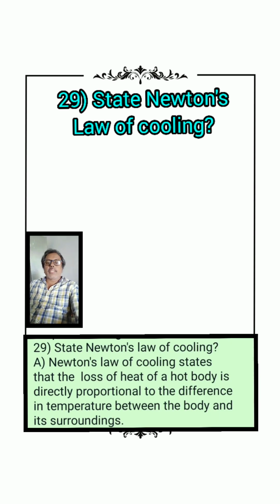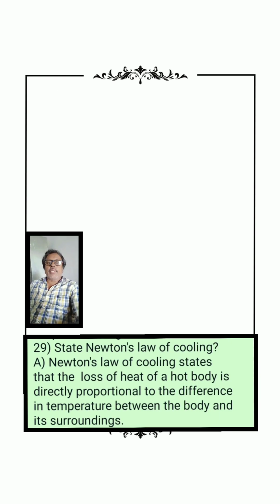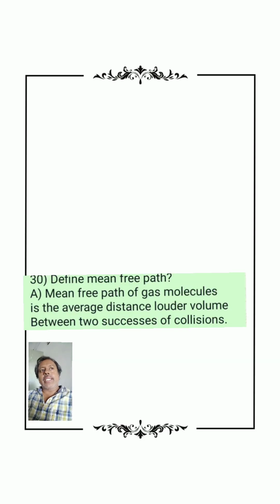29. State Newton's law of cooling. A. Newton's law of cooling states that the loss of heat of a hot body is directly proportional to the difference in temperature between the body and its surroundings. 30. Define mean free path. A. The mean free path of gas molecules is the average distance between two successive collisions.